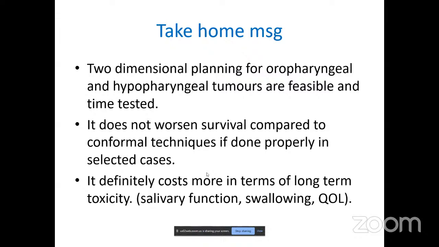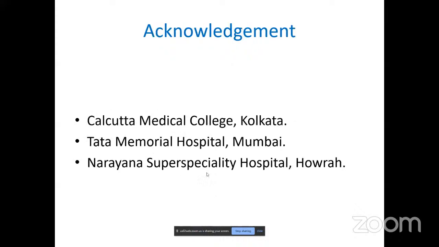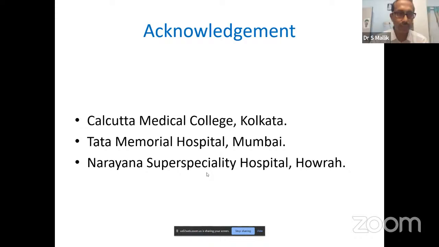But it is absolutely feasible, and it is important to understand the intricacies of 2D planning as well, to have a better dose distribution and a better outcome with less toxicity. I must acknowledge my alma mater, Medical College Kolkata, because I learned 2D technique from Medical College, and then I refined my 2D technique as well as 3D in Tata Memorial Hospital, and now I am working in Narayana Super Specialty Hospital.